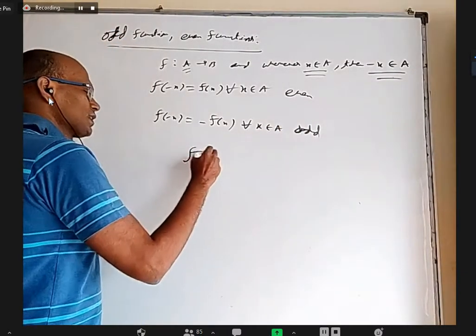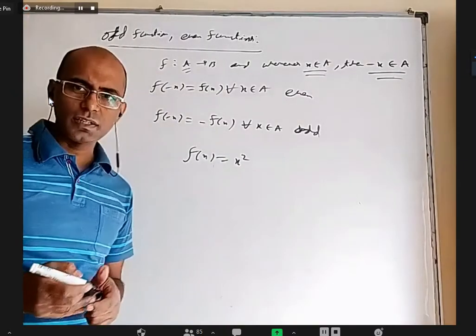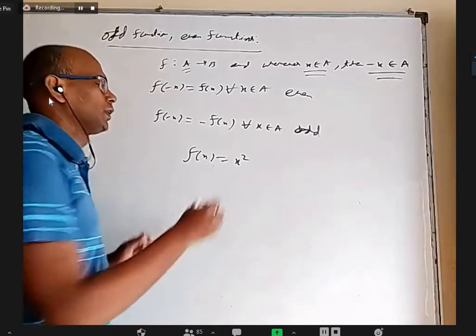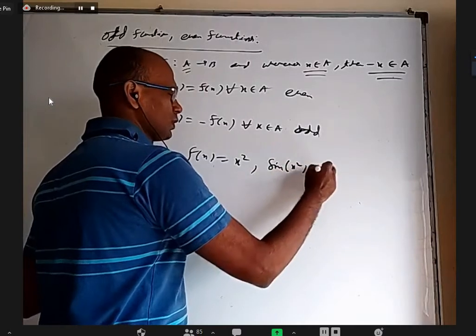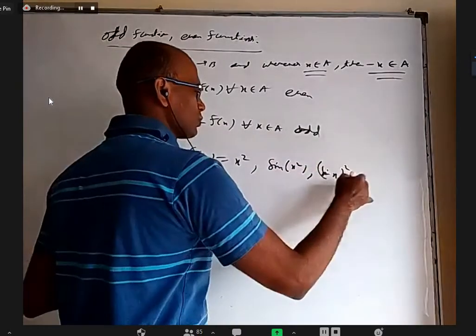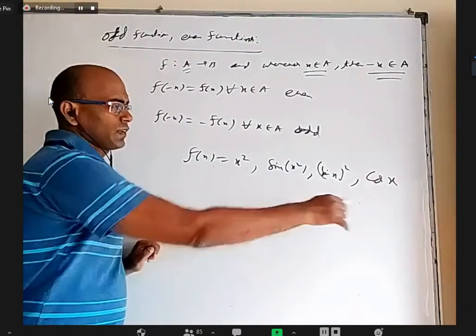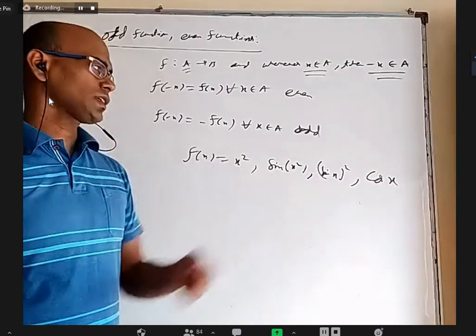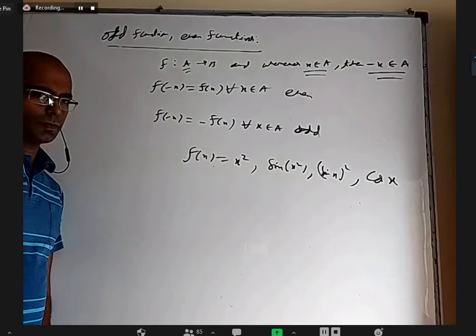you take f of x equal to x square. You replace x with minus x. Will there be any change in the function? No, sir. Okay. So whether you take sine x square, or sine of x square, or sine x whole square, or simply cos x, all these functions, when we replace x with minus x, there is no change. Even if a minus comes, the square will take care. These are all called even functions.